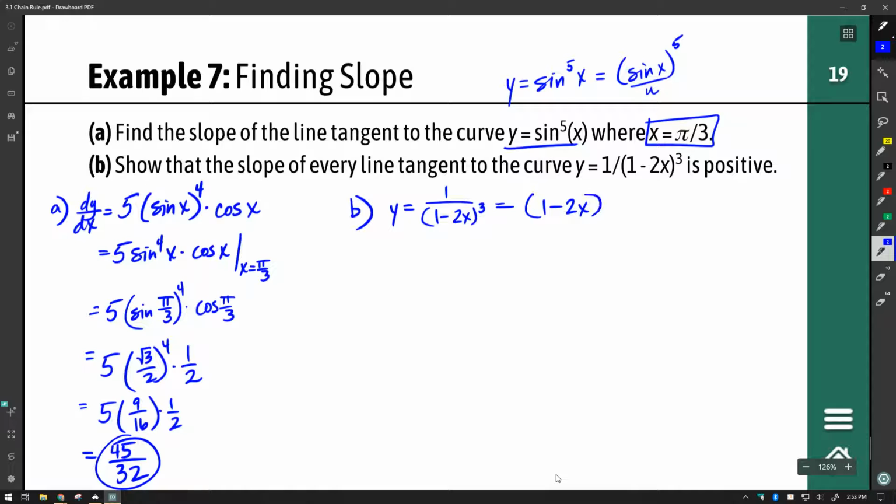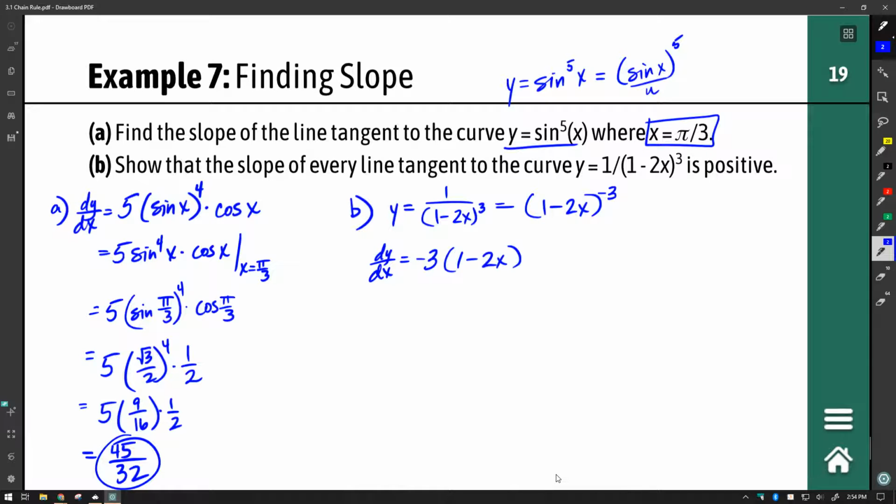So we have 1 minus 2x. Now that power or exponent is no longer positive 3. By moving the base, it's now negative 3. So this function is equal to (1 minus 2x) quantity to the negative third power, which means its derivative by the chain rule is negative 3 to the front times (1 minus the quantity 2x).